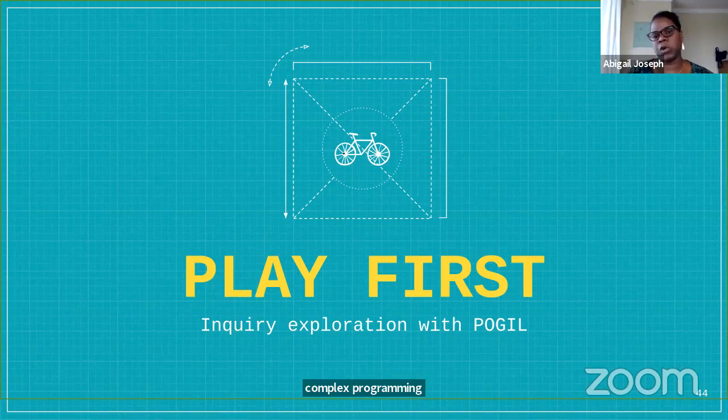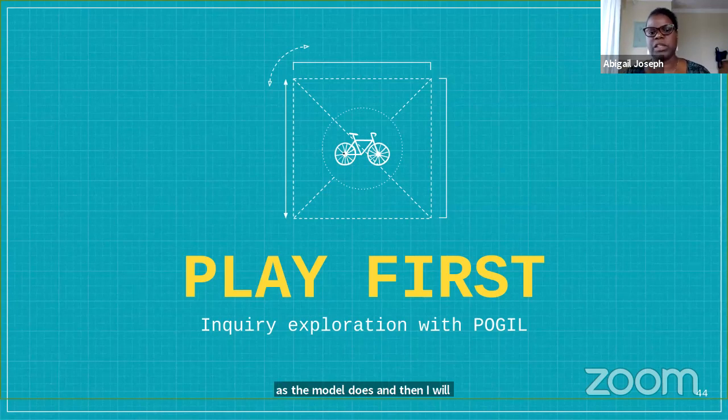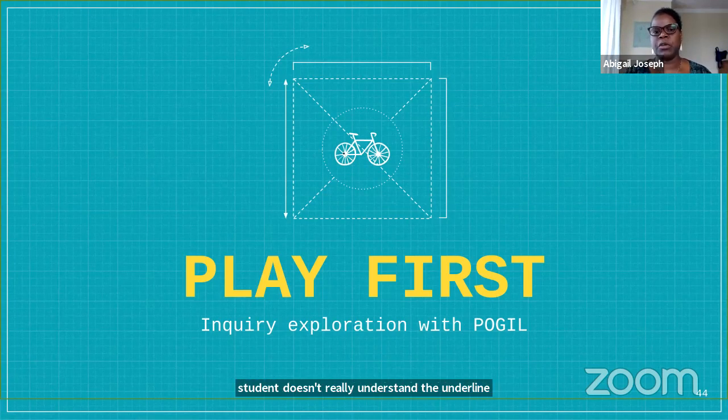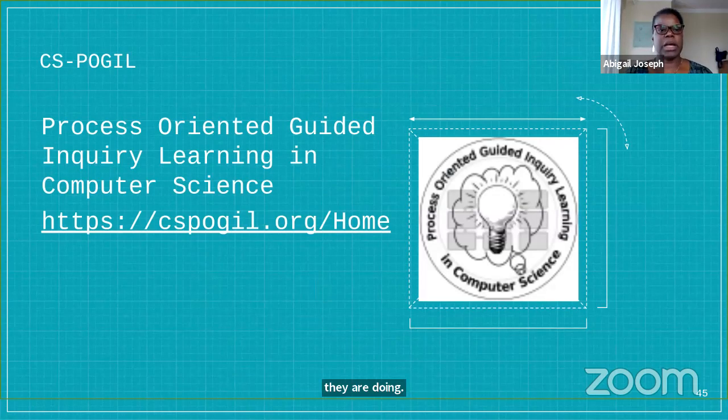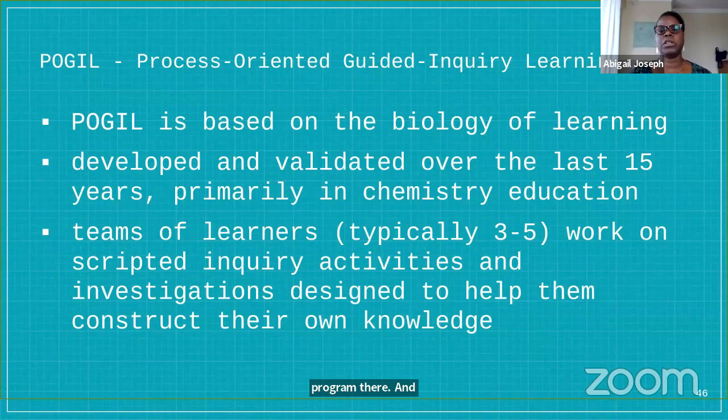And so during my course as an educator, I became familiar with a model called POGIL. It's an inquiry model for exploring computer science. So there is, in Utah at Westminster College, a person that I went to college undergraduate with. She works in the computer science program there, and they have worked on creating POGIL models for computer science. So process-oriented guided inquiry learning. And this process actually comes from, POGIL is based on the biology of learning, and that has been in development for over 15 years, primarily in chemistry education.